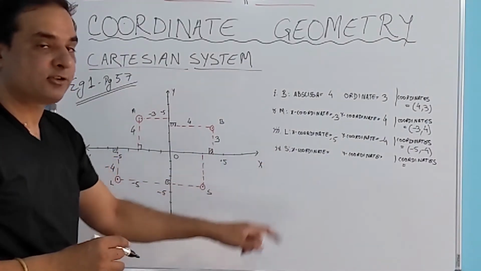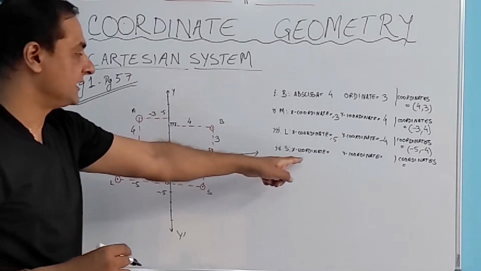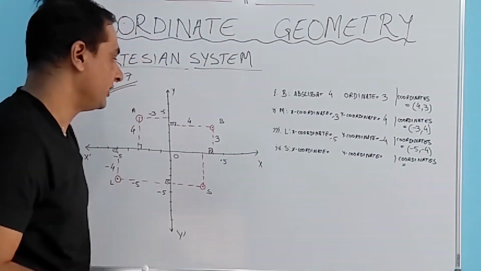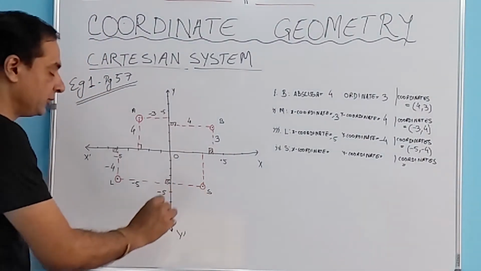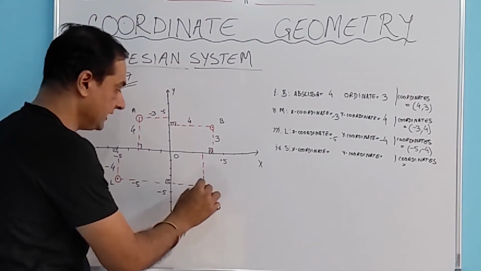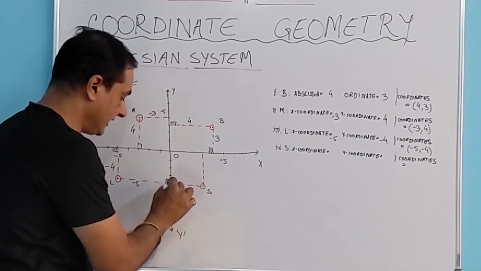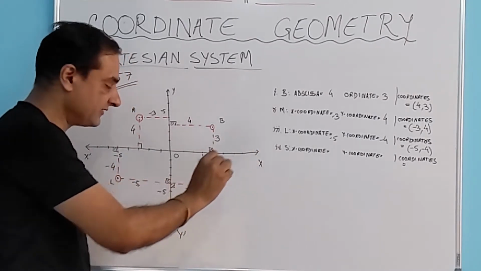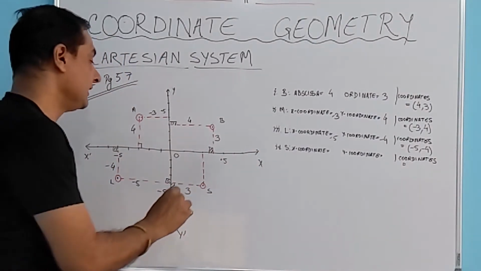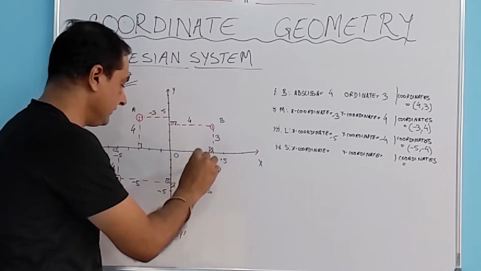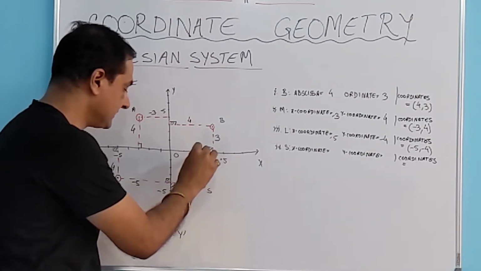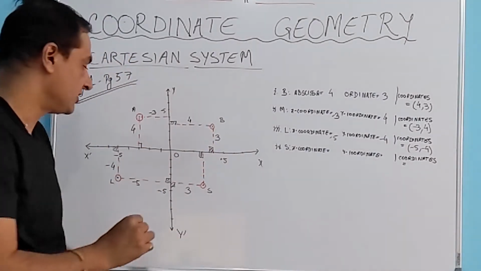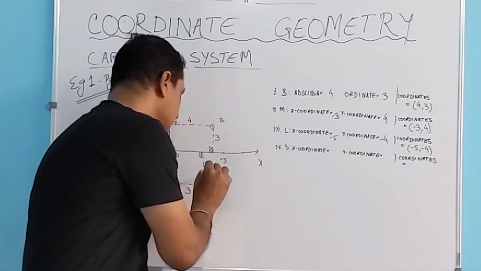Now the fourth one is for point S. Again, we need to find the x coordinate, then the y coordinate, and based on that, the coordinates of point S. We look at point S. The x coordinate is the perpendicular distance from the y-axis, and it comes out to be 3. And it's in the positive direction, so it is positive 3. The y coordinate is the perpendicular distance from the x-axis, and if we look at 1, 2, 3, 4, it's 4, but since it's in the negative direction, we write that as minus 4.